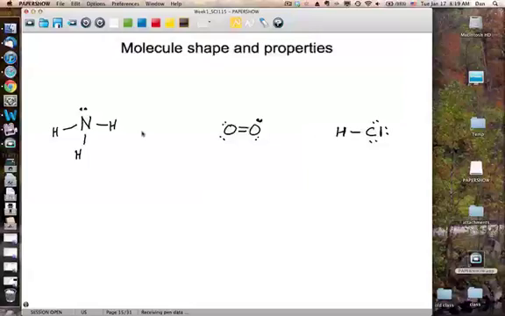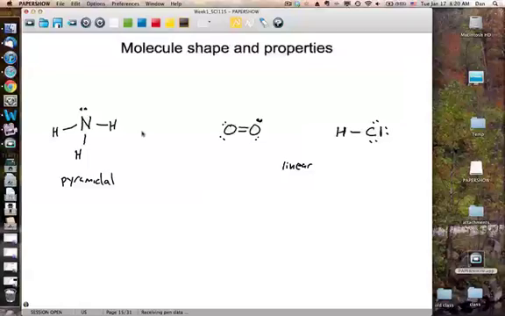Now, these two molecules are linear according to our naming scheme. This particular one is a pyramidal molecule. Again, you should be able to identify the shape of a molecule from the structure. You should also talk about bond angles and distances.